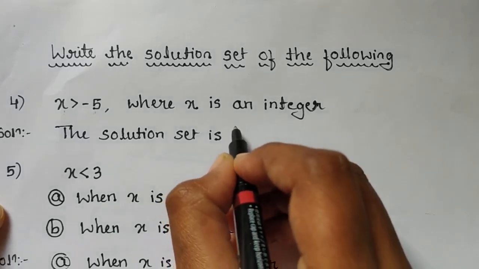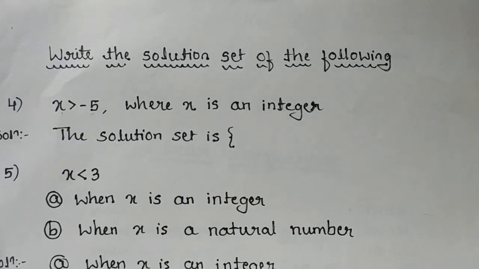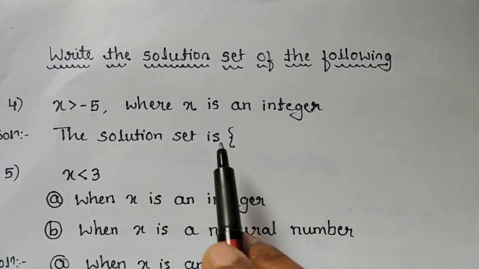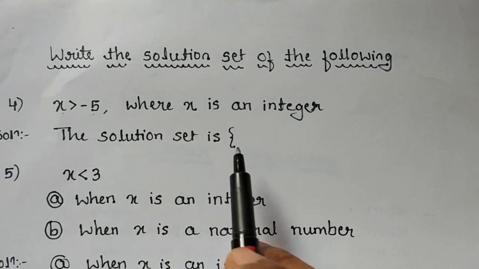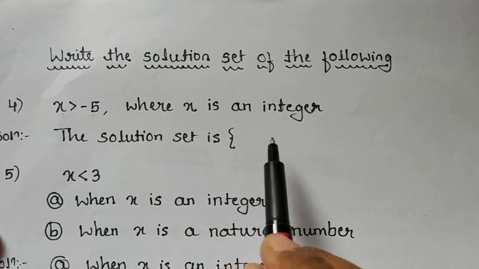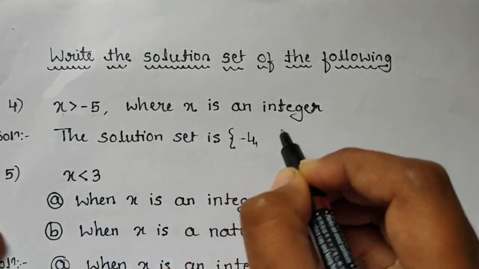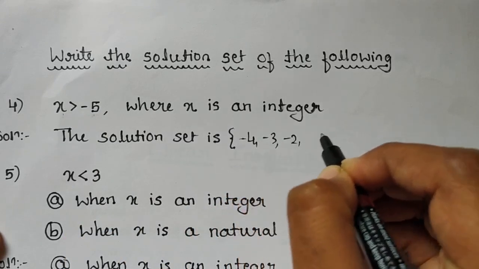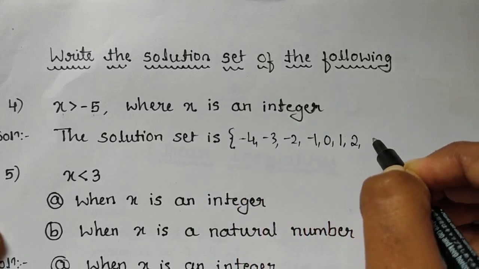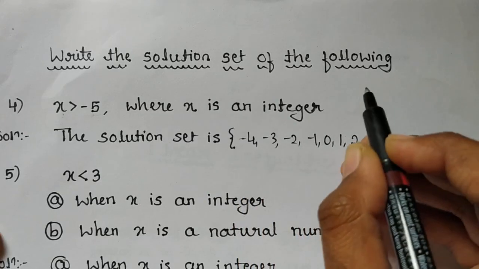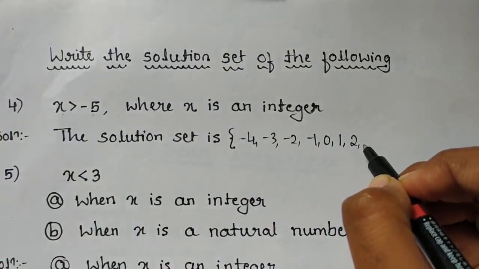Remember that the elements of the set are written inside the flower bracket, or the set is written by flower bracket. Now write all integers which are greater than -5: -4, -3, -2, -1, 0, 1, 2 and so on, all other positive integers satisfy the inequality. Then it continues up to infinity.